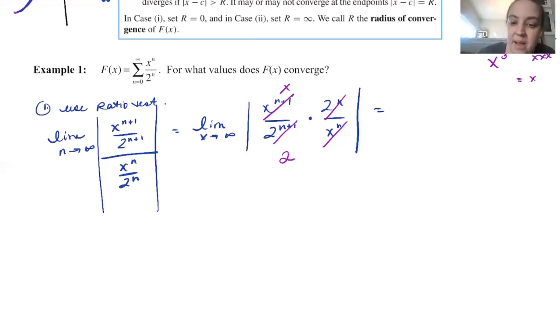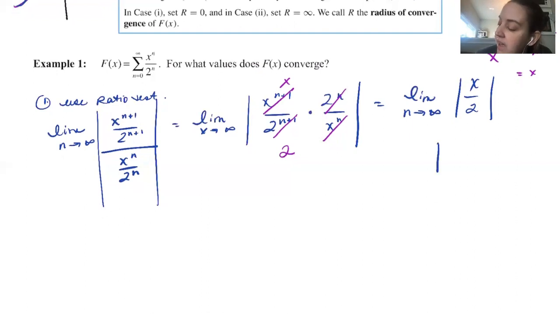And I'm left with the limit as n approaches infinity of the absolute value of x over 2. So there's no place left to substitute infinity. All the n's have canceled out, so we don't have to worry about that. But I do have the absolute value of x over 2. You can actually pull out a 1/2. So this would be 1/2 the absolute value of x.